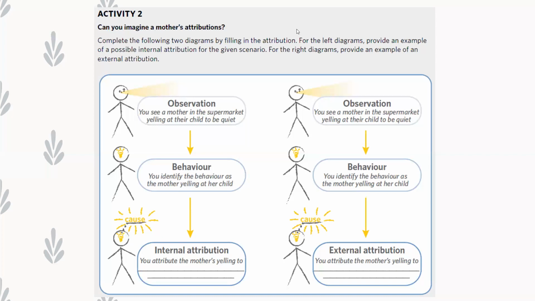Internal, she's a strict parent. Yep. And external, she is facing a lot of stress from work. Yeah. So that can be an external factor to explain her behavior. Yeah. So that's good. So those are some good examples there.